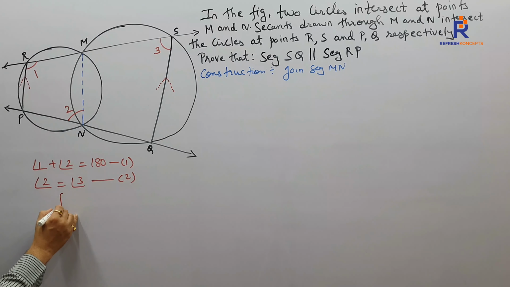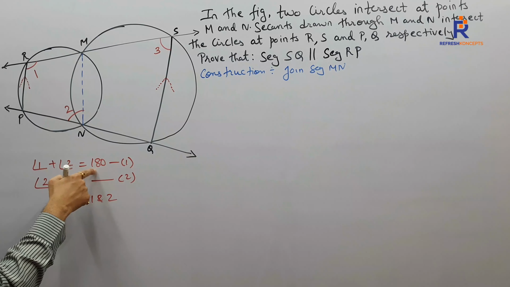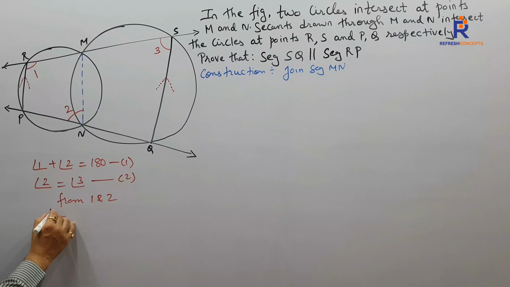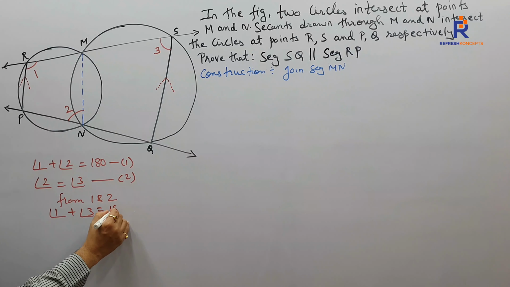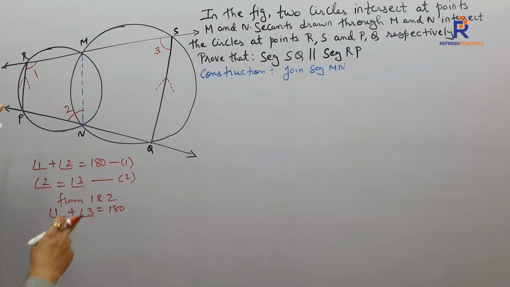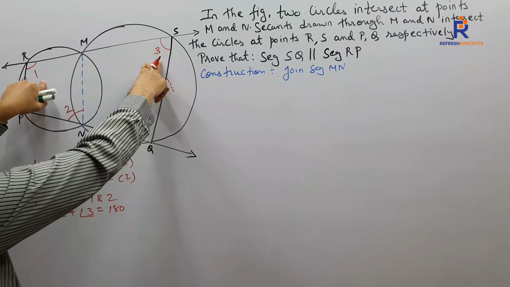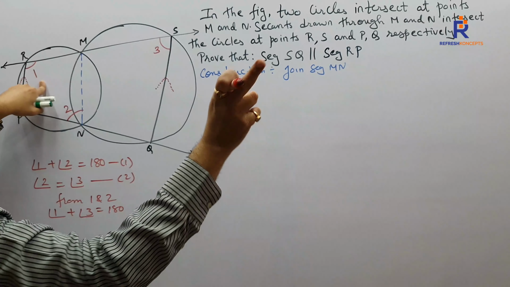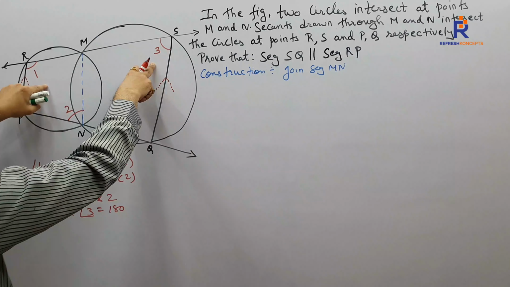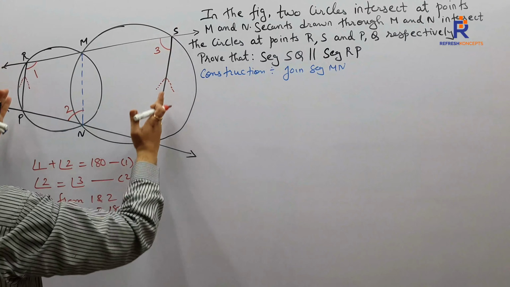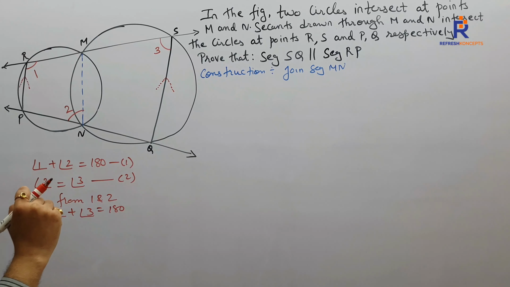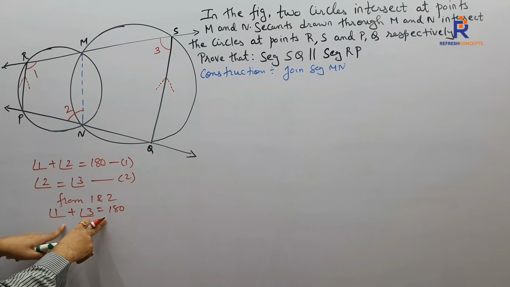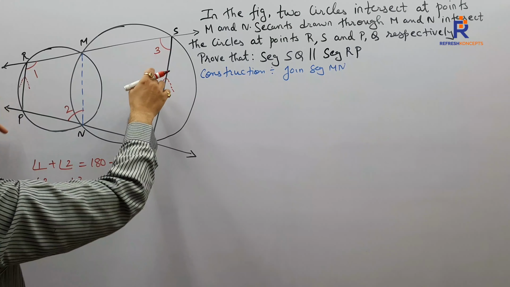Now what can I say from equations 1 and 2? 1 plus 2 is 180, but 2 is already congruent to 3. So do I have every right to say 1 plus 3 instead of 2? Can I say 1 plus 3 is 180? Now check, children, what are 1 and 3 forming? 1 and 3 form interior angles. Many must have answered. 1 plus 3 form interior angles for which two lines? For RP and SQ. And what is the transversal? RS is the transversal. 1 plus 3, we got it as 180. What are they forming? Interior angles. For which two lines? RP and SQ.